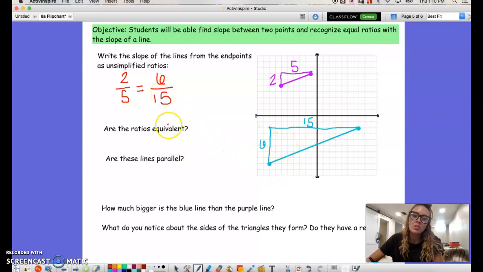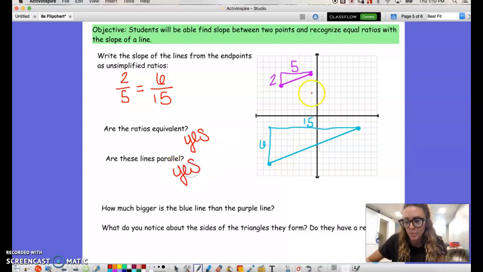Are these ratios equivalent? Would you say that these two triangles have the same slope for their hypotenuse? And the answer to that is yes. They do have the same slope. Like I said, I could move this purple line and match that blue line, and they do have the same slope, which does mean that indeed the lines are parallel.